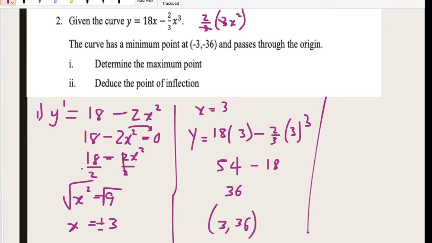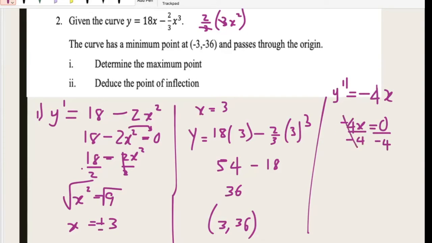Now the next part, deduce the point of inflection. So I have to find y double prime. I differentiate what I have again. This is 0. When I differentiate minus 2x squared, that becomes minus 4x. Then I equate this to 0 and divide both sides by minus 4.